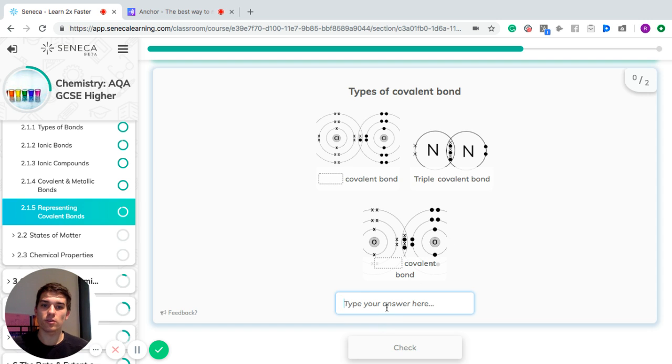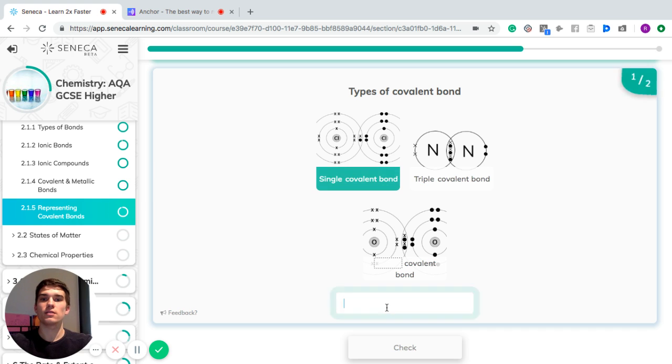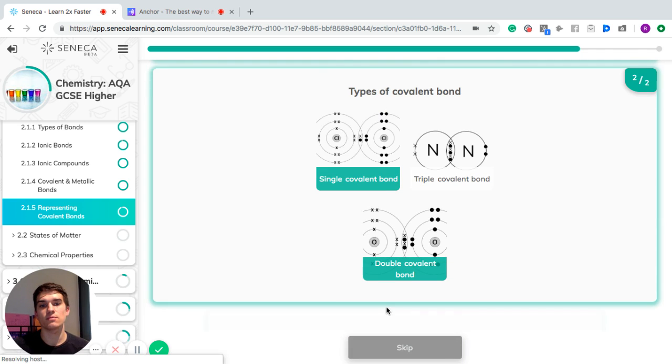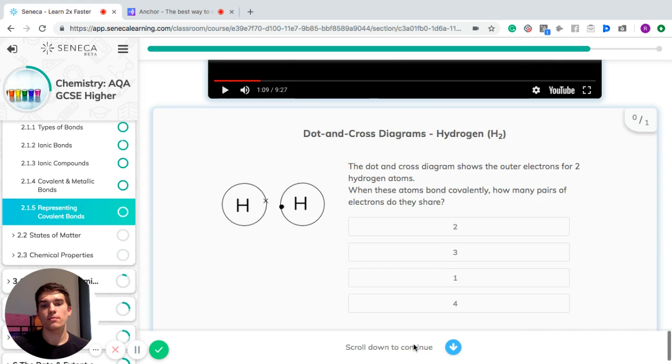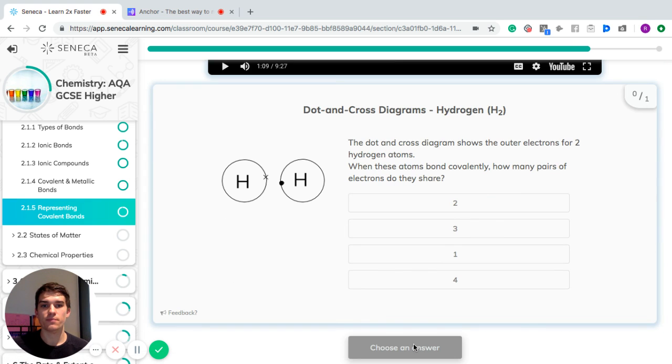Now remember, we can have 3 different types of covalent bond. We can have single, double, or triple. Single covalent bonds just have 1 pair of shared electrons between the atoms. Double covalent bonds have 2 pairs of shared electrons between the atoms, and triple covalent bonds have 3 pairs of shared electrons between the atoms.